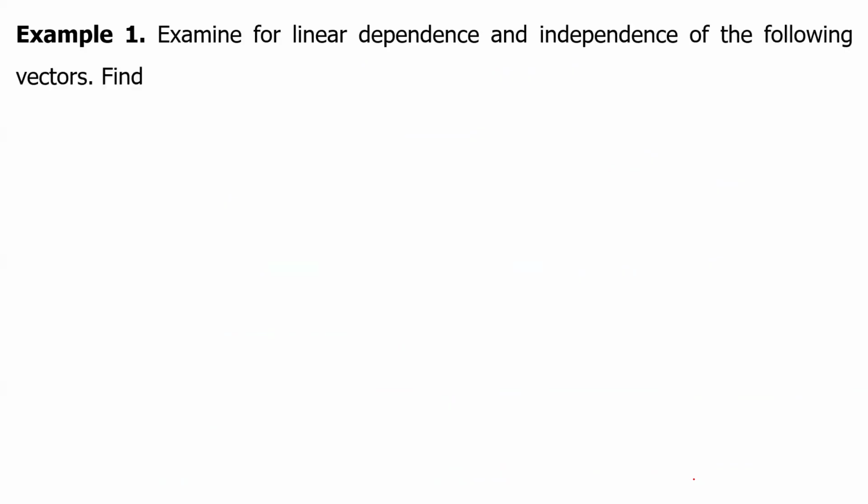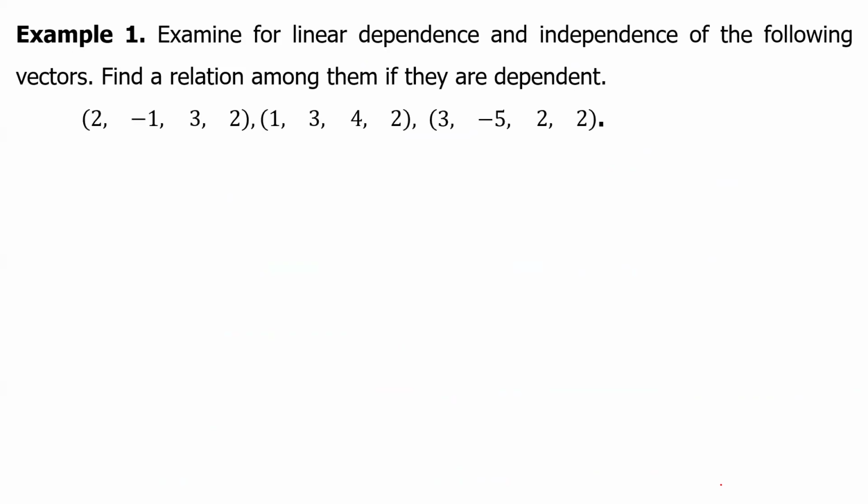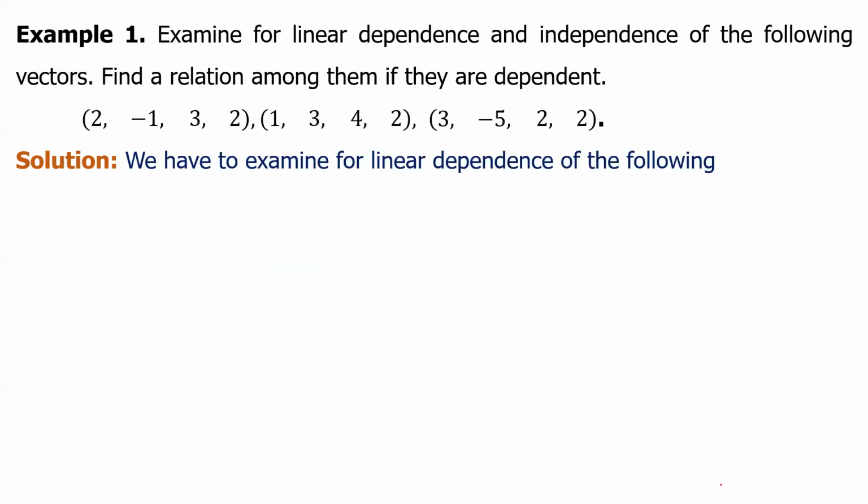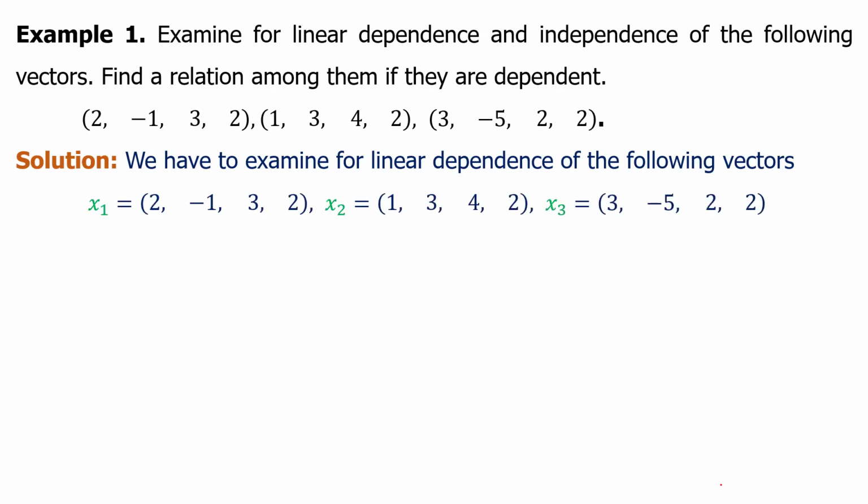Let us take one example, and then it will be very clear. Examine for linear dependence and independence of the following vectors, and find a relation among them if they are dependent. We are given three vectors: x1 equals (2, -1, 3, 2), x2 equals (1, 3, 4, 2), and x3 equals (3, -5, 2, 2).